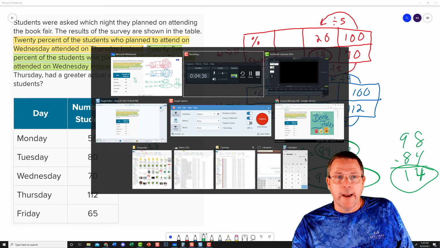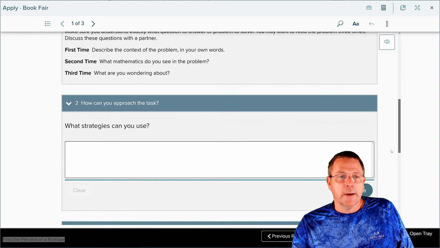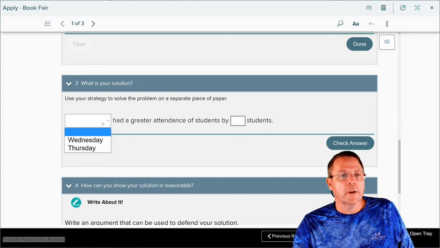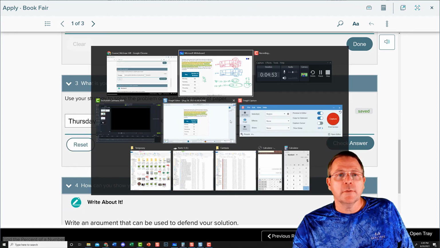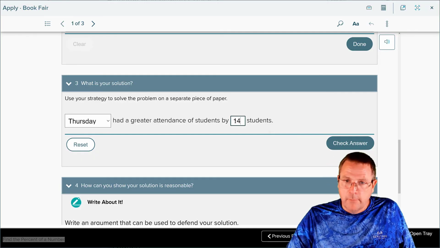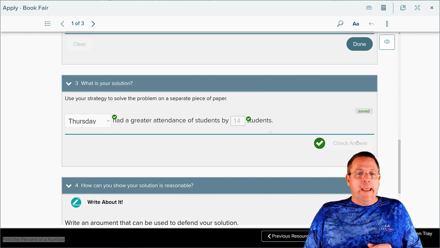We're going to go back to our computer page, which is right here. We're going to scroll down. I'm not going to do the how-I-can-do-it time because I want y'all to be able to get busy doing homework. I said more kids went on Thursday. Isn't that what I said? Yep, more kids went on Thursday. By how many? 14. Check our answer. We did it. We had success.